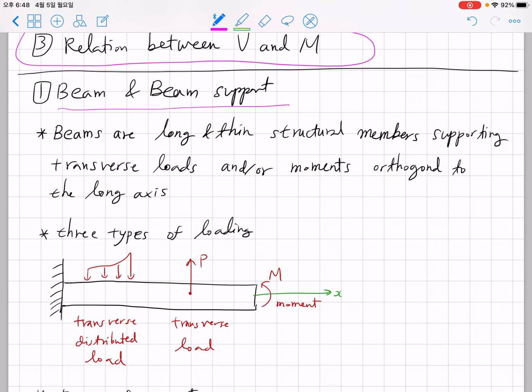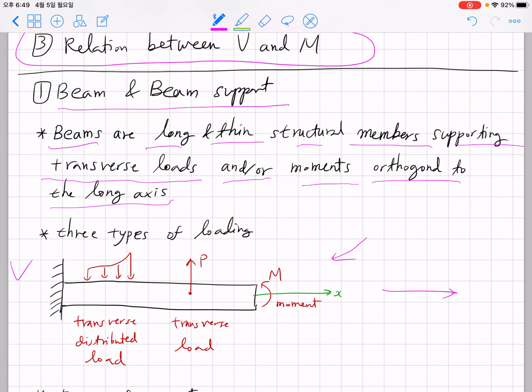So let's begin from the definition of beam. Beams are long and thin structural members supporting transverse loads and/or moments orthogonal to the long axis. Here, the long axis refers to this x-axis, which is parallel to the long axis of the beam. As you can see, there can be two types of transverse load. First is distributed loading. You apply a distributed loading, uniformly or non-uniformly, in a specific region of the beam.